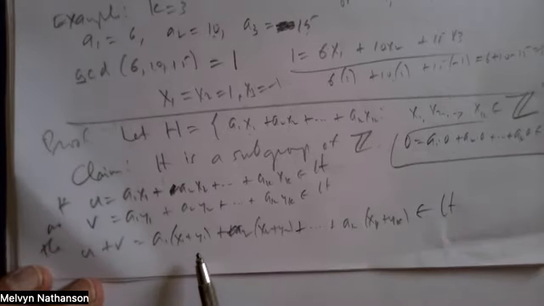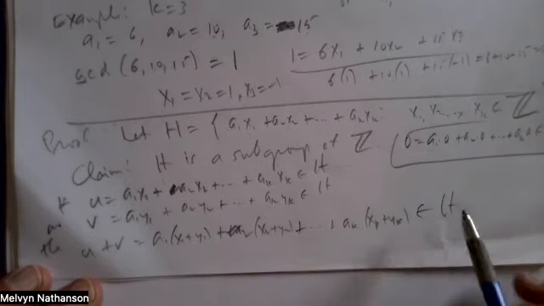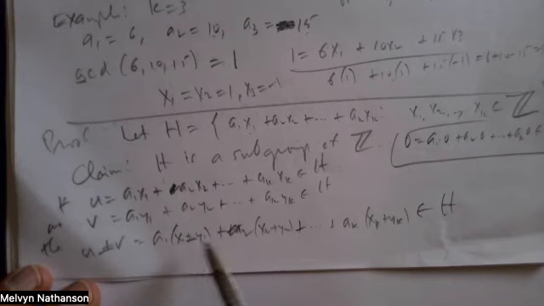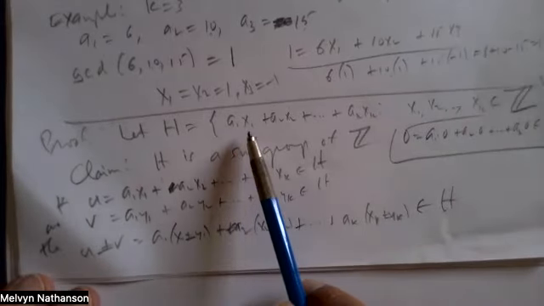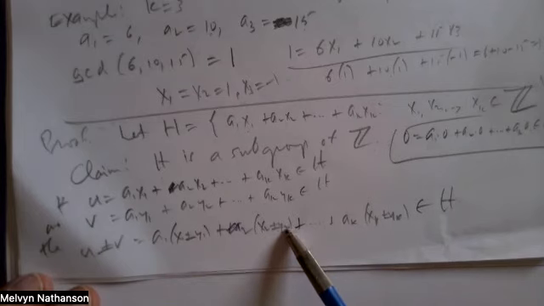If the x's and y's are integers, so are their sums. So this is another integral linear combination of A1 up to Ak. So this is in H. So this set is closed under addition, and it's closed under subtraction. I just get x1 minus y1, x2 minus y2, and so forth. So this set of integral linear combinations of A1 up to Ak contains 0 and is closed under addition and subtraction. So therefore, it's a subgroup.